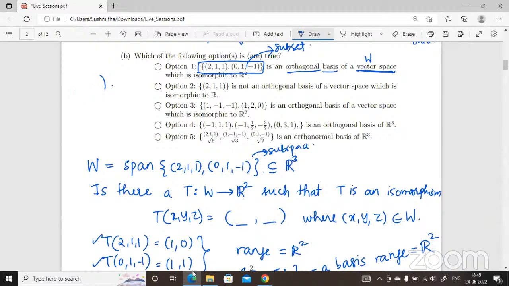Any line in R2, any line passing through the origin, obviously, any subspace, that line passing through the origin is going to be isomorphic to R, the real line. And any plane in R3 is going to be isomorphic to R2, and any line passing through the origin in R3 is going to be isomorphic to R. So like that, we can talk about it. It's basically linking from same dimension to same dimension. If the basis is defined from 2 dimension to R2 or 2 dimension to 2 dimension, it will always be isomorphic.